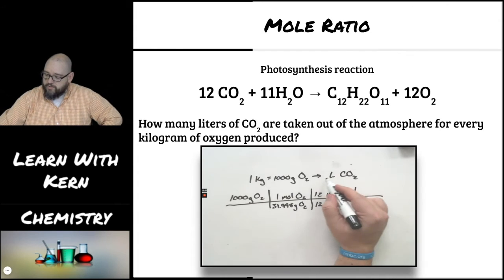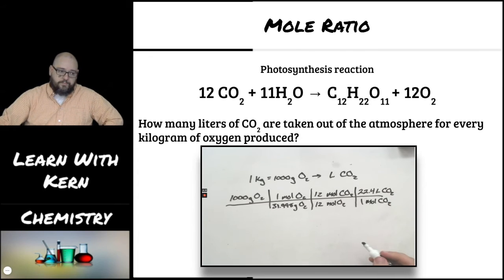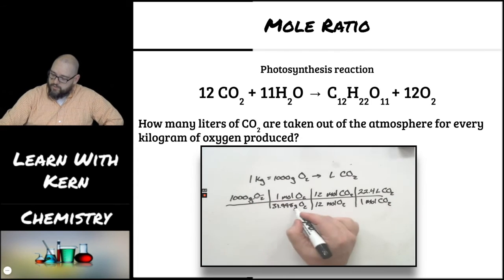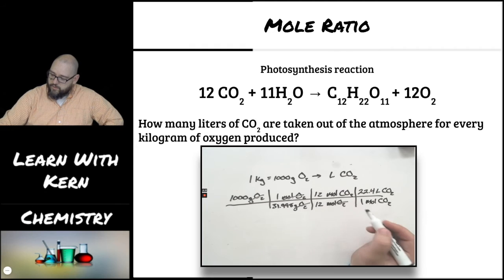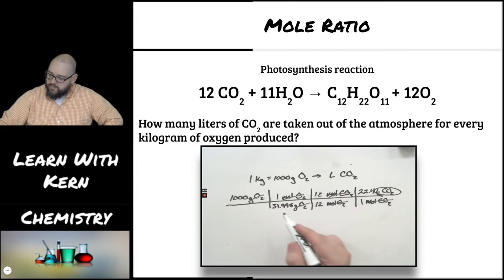And then I convert to my final unit. If I have moles of CO2 on the top, I'm going to put moles of CO2 on the bottom, and I'm converting to liters, so it's 22.4 liters of CO2. So the grams cancel, moles of O2 cancel, moles of CO2 cancel, I'm left with liters of CO2. So now I'm going to do my multiplication, 1,000 times 12 times 22.4 divided by 31.998 divided by 12.